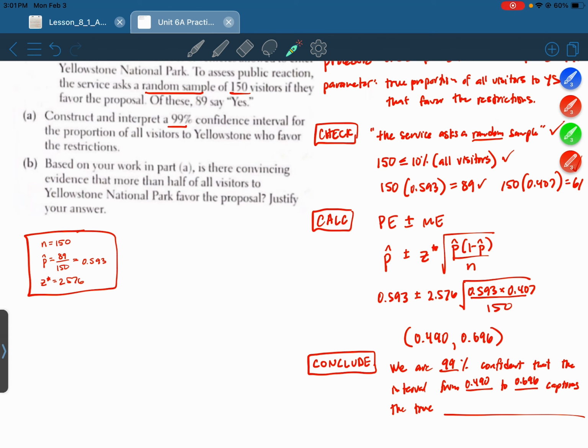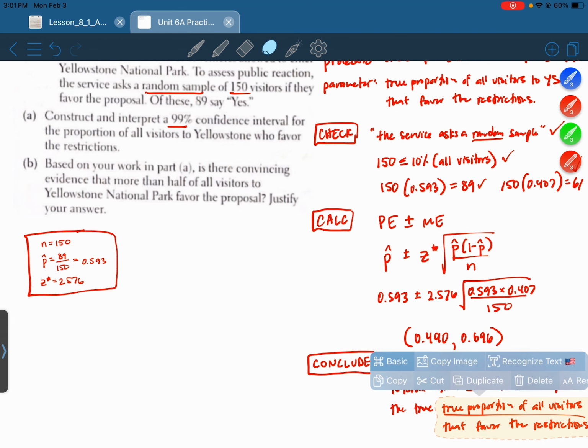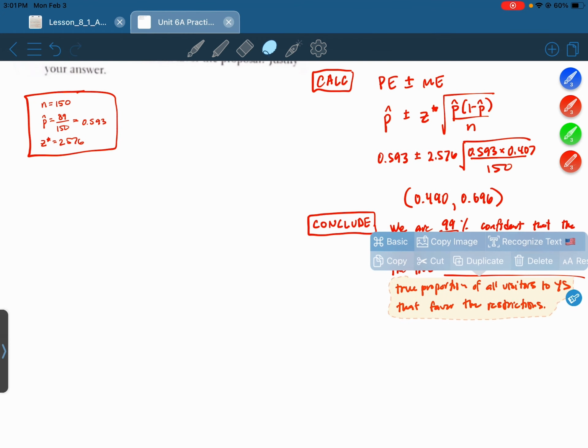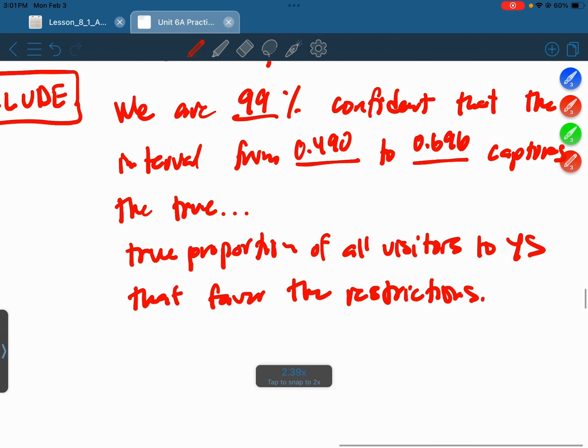I'm feeling lazy, so I'm just going to copy and paste that. Of course, it doesn't fit. I'll put it here. So we're 99% confident that the interval from 0.49 to 0.696 captures the true proportion of all visitors to Yellowstone that favor the restrictions.